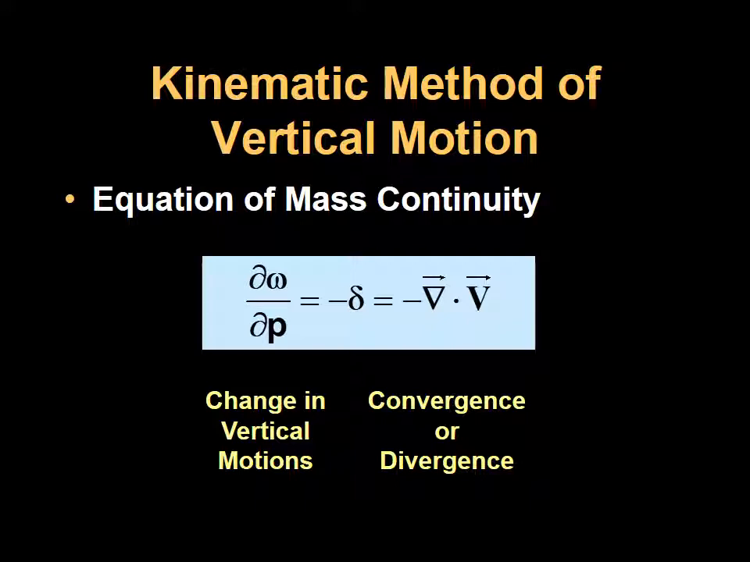So where we left off in our discussion of the mass continuity equation, we derived the kinematic method of vertical motions, where we looked at the mass continuity equation and we saw that convergence or divergence results in vertical motions.